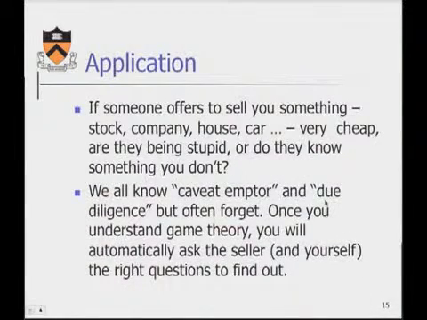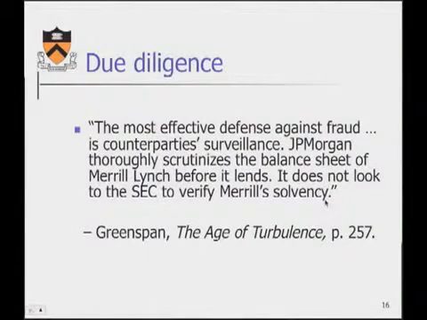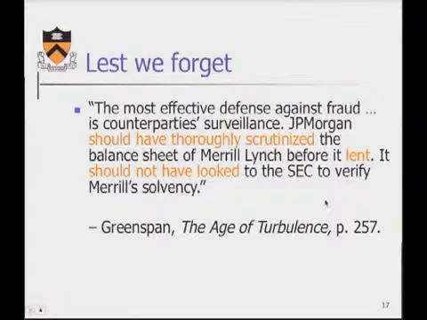So again, we know from a lot of experiences, what people tell us, etc., caveat emptor, you should have due diligence, etc., but you will often in practice forget. Know game theory, live game theory, particularly that based on asymmetric information ideas, and you will not forget. Here is an example. This is from Greenspan's autobiography or memoirs. The most effective defense against fraud is counterparty surveillance. JP Morgan thoroughly scrutinizes the balance sheet of Merrill Lynch before it lends. It does not look to the SEC to verify Merrill's solvency. That was written before the financial crisis, and I suggest we now need to change that a little bit.